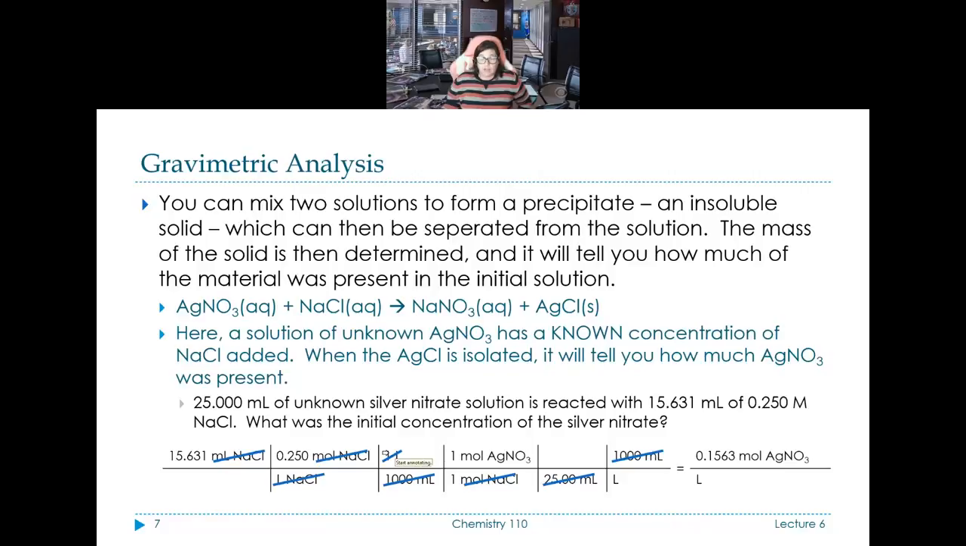Now, if I do all of that happy math, what do I find out? Well, I find out that 0.1563 moles of AgNO3 per liter. So it's a different molarity, but I know exactly what that molarity is based on the reaction that was done with a known solution. So since I know the molarity of the NaCl, I can find out the molarity of the AgNO3. That's exciting, isn't it? It is. I really think that it is because it can help us to identify unknown solutions and tell us exactly how much of that material is present.